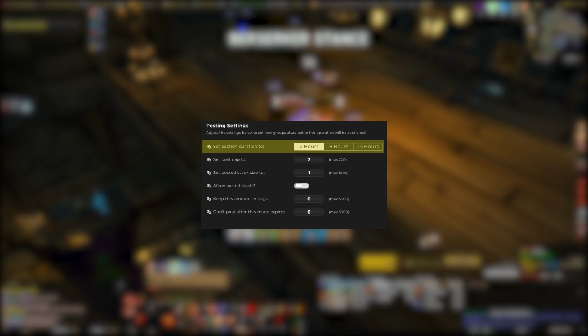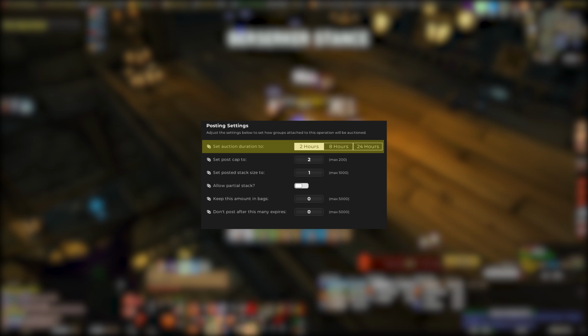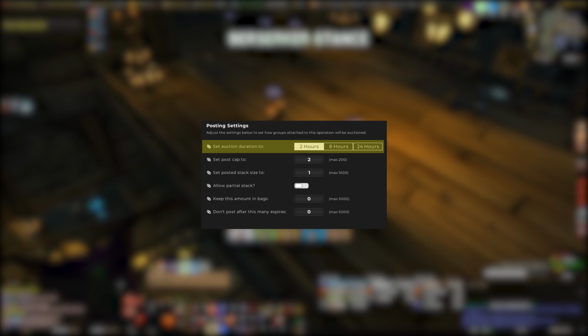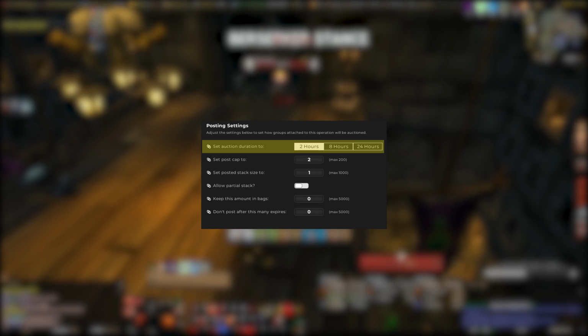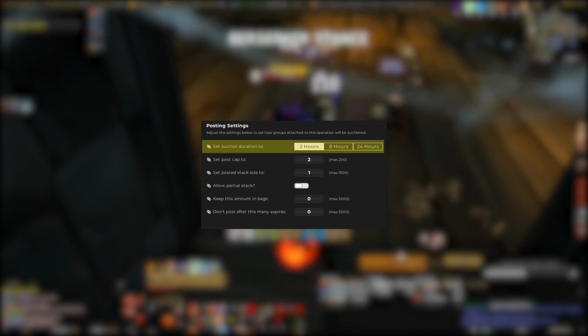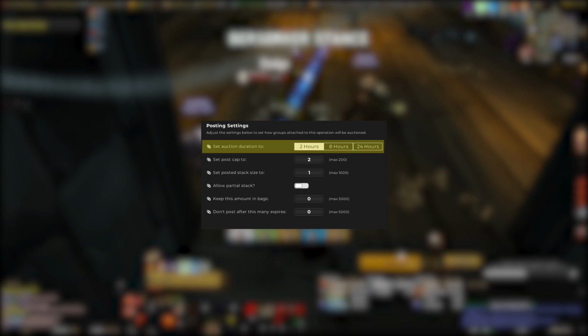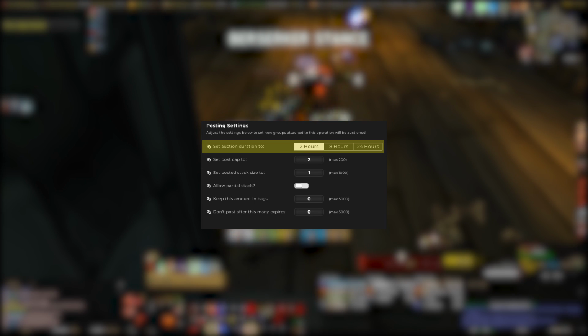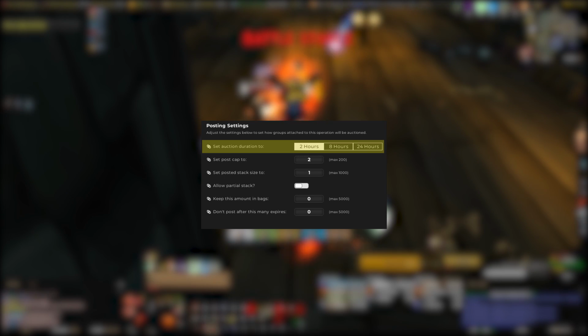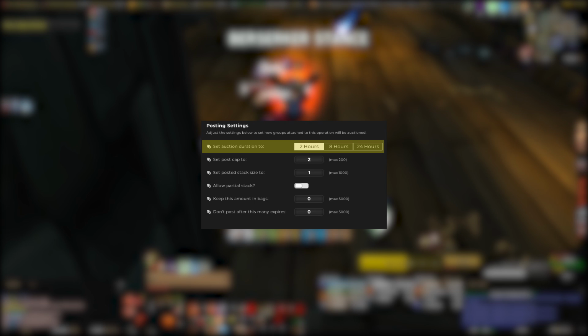Now auction duration, as you can see on here, has three different settings: 2 hours, 8 hours and 24 hours. This is probably the setting that most people get wrong most often, and that is because people are simply lazy, in the short and simple of it. When it comes to picking which of these you want to use, it is very subjective on mostly two factors: what you're selling and what time frame and effort levels you're willing to put in yourself individually.